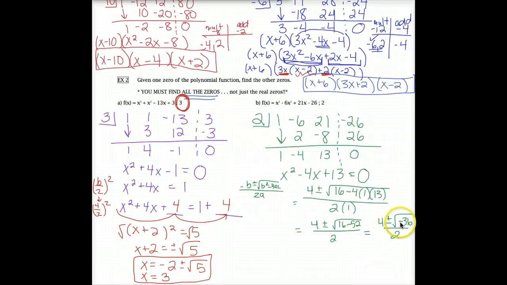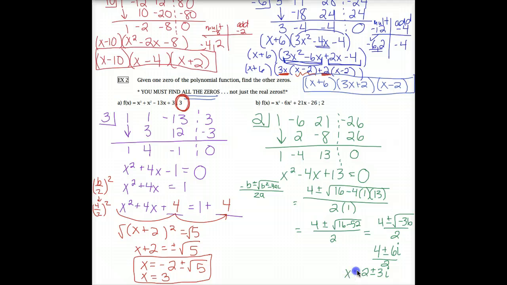Now remember, when I square root a negative, that brings an i into my answer. So I know I'm going to have imaginary solutions. The square root of 36 is 6. So the 36 part gives me the 6, the negative part gives me the i, and then I've got over 2. Now, all three of these terms are divisible by 2, so I'm going to go ahead and reduce them. So that's going to give me 2 plus or minus 3i.